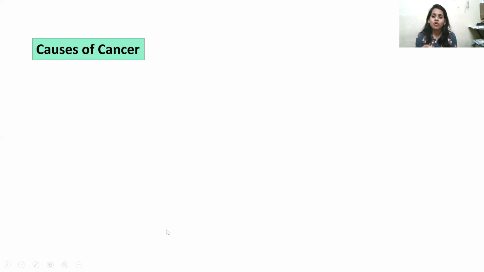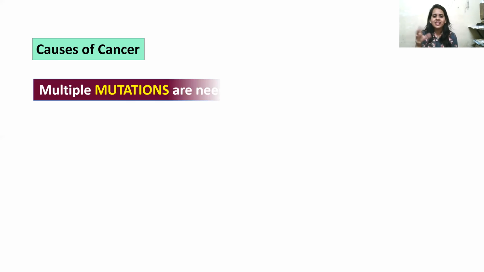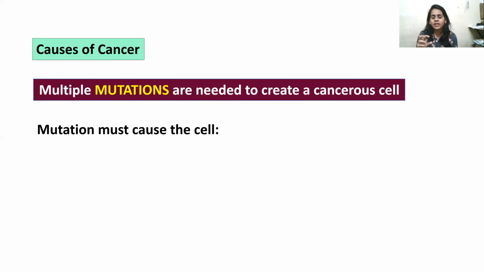ऐसा क्या हमारे normal cell में होता है कि हमारा normal cell cancerous cell बन जाता है? Let us understand the reason of cancer. See, ऐसे अचानक से कोई भी body में cancer cell develop नहीं होते. Okay, there are multiple mutations which are needed to create a cancerous cell. आपके सेल में मल्टीपल म्यूटेशन होना चाहिए, मल्टीपल चेंजेस होना चाहिए, जिसकी वजह से जो सेल है वो कैंसरस सेल में डेवलप हो जाएगा. Okay, and it will grow uncontrollably.